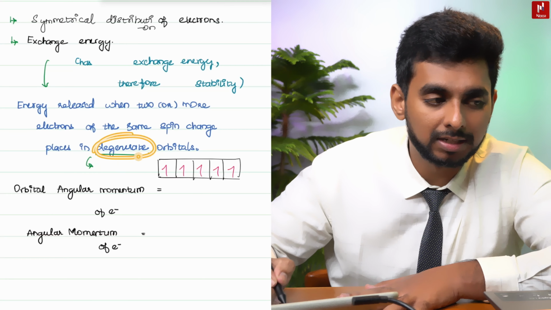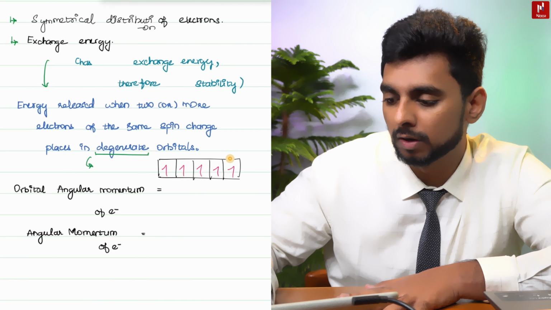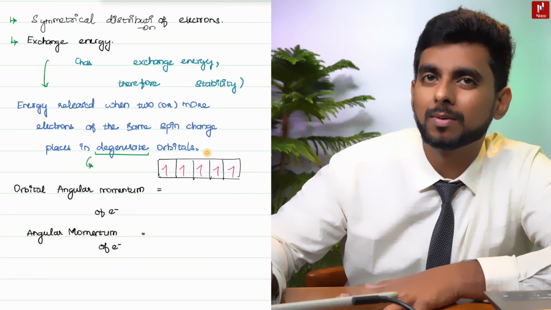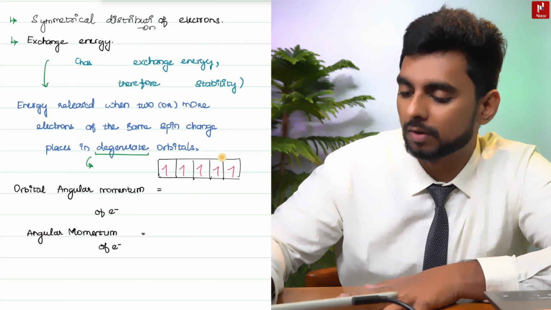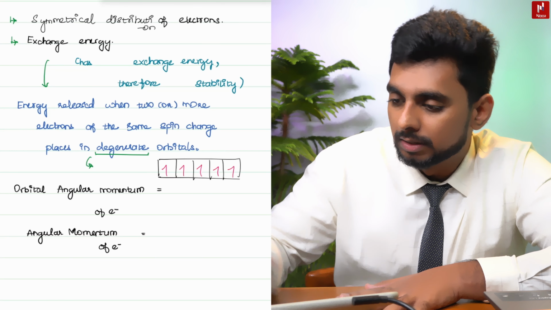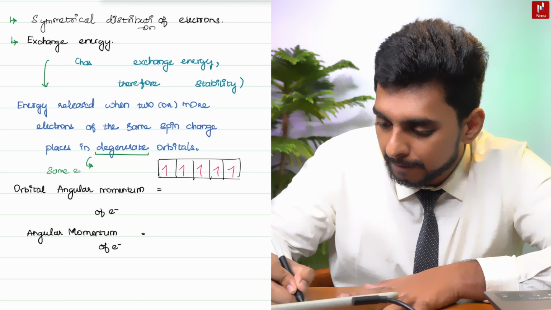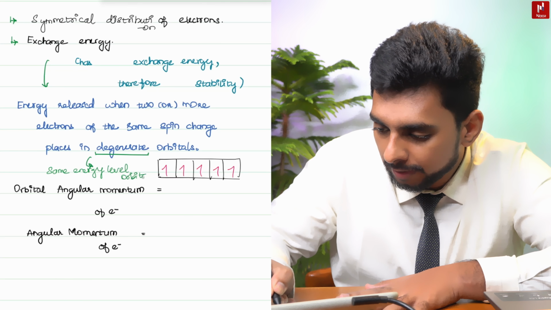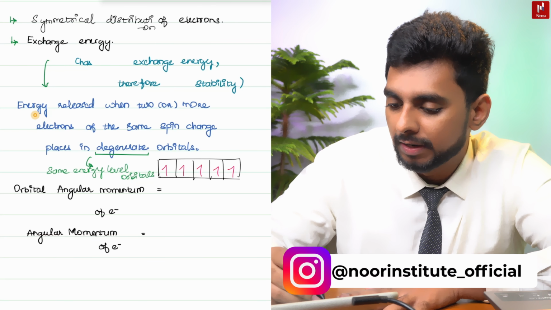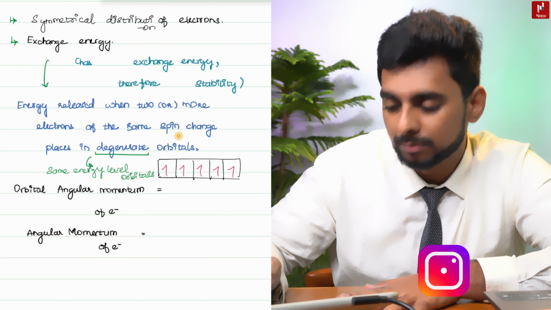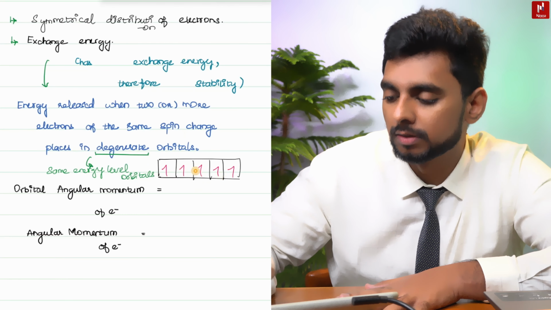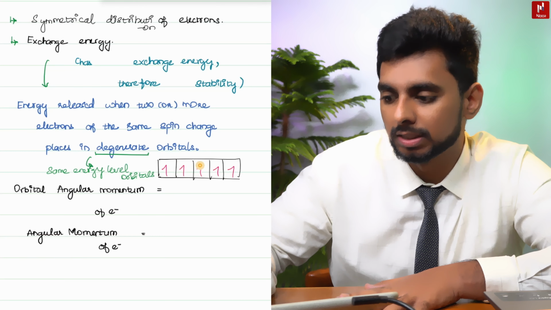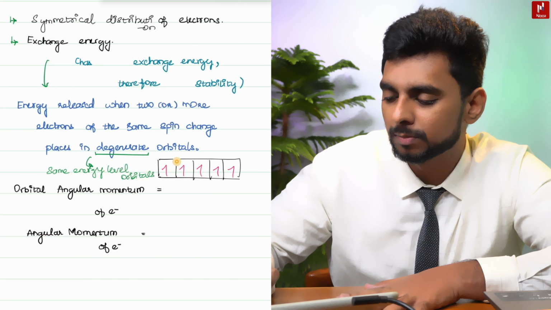Degenerate orbital actually means orbitals having the same energy level, which means they are inside the same subshell. So degenerate means same energy level orbitals. Okay, this should be clear. Energy is released when two or more electrons of the same spin change places in the degenerate orbitals, which means the electrons will just switch places inside these orbitals themselves. When it switches places, there will be a small energy release.